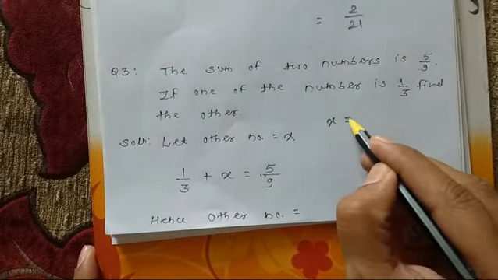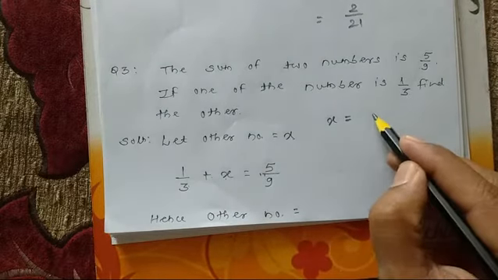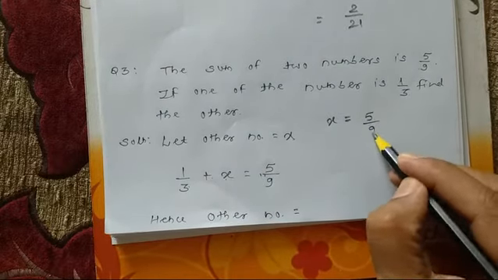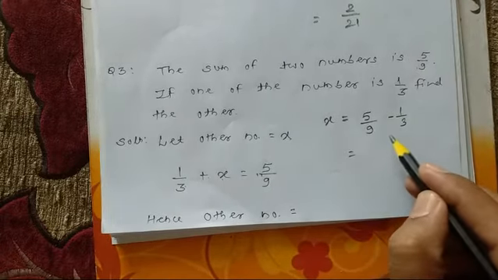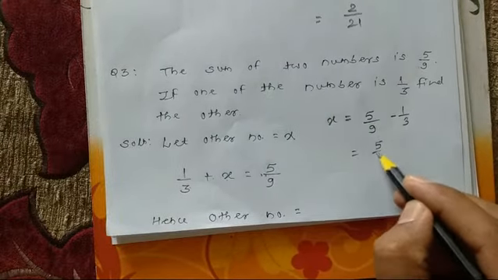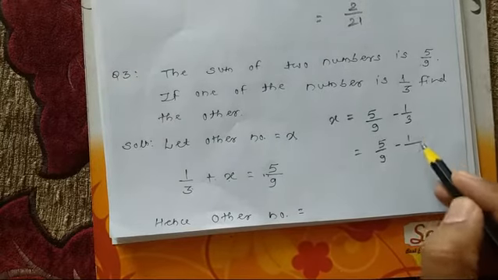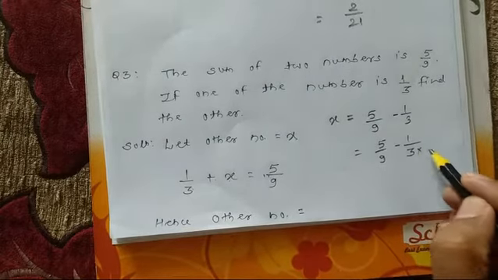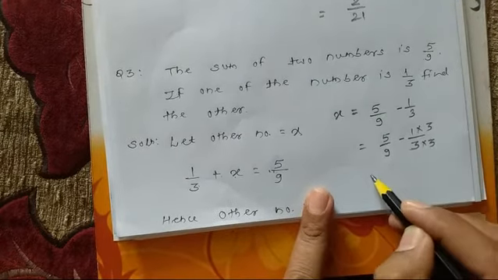Next step will be to transpose this 1 upon 3 to the right hand side. Therefore the next step will be 5 upon 9 minus 1 upon 3. Now let's take the difference of these two. These two rational numbers have different denominators, so first make their denominators the same. To convert this 3 into 9, we can multiply it by 3. So 3 into 3 and 1 into 3.